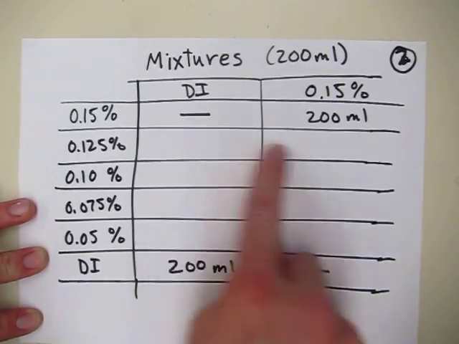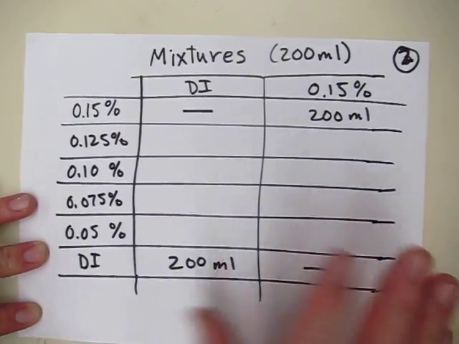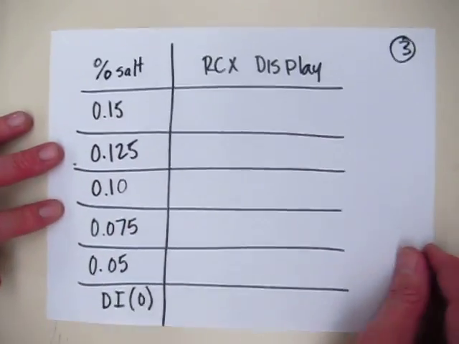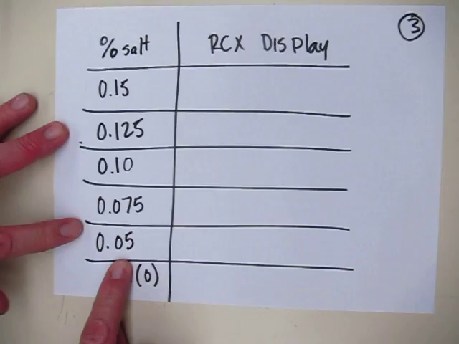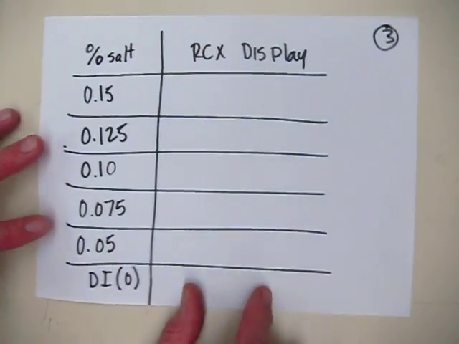So you need to come to class with these numbers prepared. I'm going to go through that right now. So, come to class with that information prepared. And what you're going to do as far as an experiment is put these in the system and identify the RCX display. So let's go ahead and take that data right now.